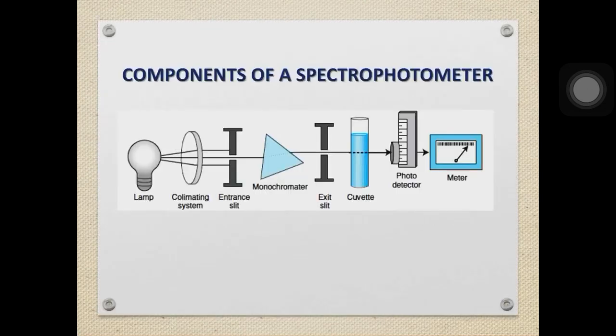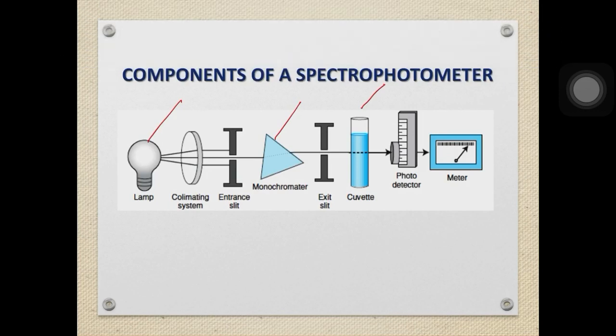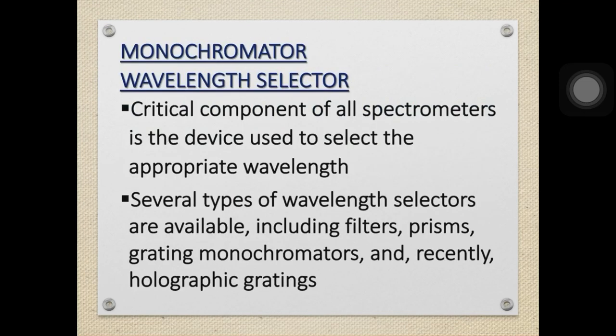So, be familiar with the different parts of the spectrophotometer: the light source, the monochromator or the wavelength selector, the cuvette which holds the solution, the photodetector which converts light energy to electrical energy, and the readout device. Of this, huwag kakalimutan yung monochromator or wavelength selector. Katulad na mention natin, ano ba yung function ng monochromator? It produces light of a specific wavelength.